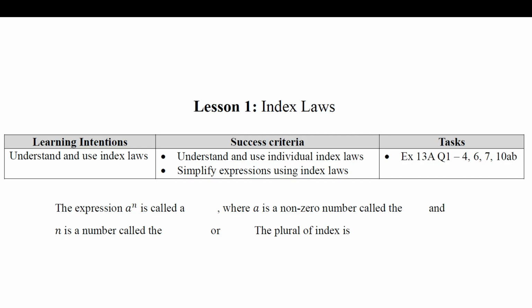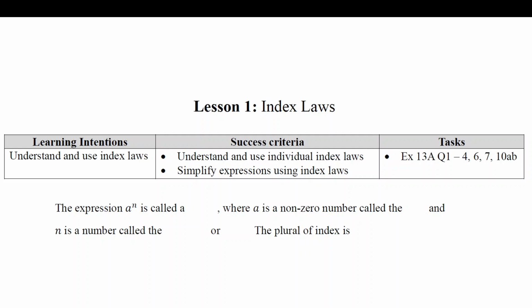Hi everyone, so we're starting a new topic with this lesson. We're looking at the topic called exponential and logarithmic functions. And with our very first lesson, we're going to be looking at index laws. Now hopefully this is a bit of a refresher for you from year 10. We'll just refresh our memory with what the index laws are and how we can apply them. You may see some more difficult examples compared to previous years, but let's get started.